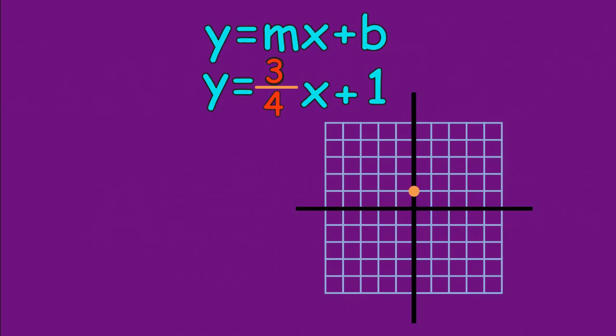Since we have a positive number, we will go up 3 squares from the dot. But don't put another dot just yet. We still have to work with the bottom number or denominator. The denominator tells us how far to go left or right. We've already gone up 3 squares. Now we're going to move to the right 4 squares. This is where you put another dot. Now just connect the dots to get the line.